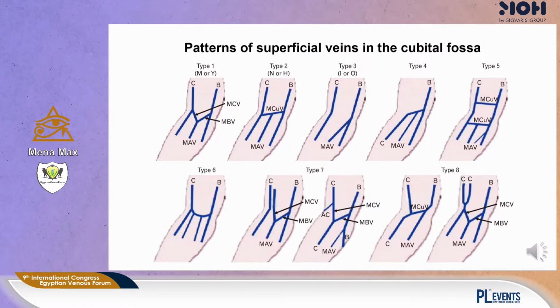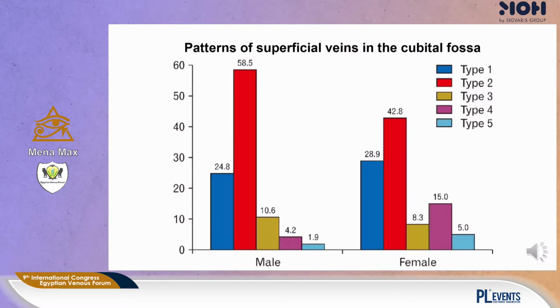We have many patterns of superficial veins in the cubital fossa, but type 1 and type 2 are the most common patterns, and in both, the antecubital vein supplies the cephalic and basilic veins. About 70 to 80% of males and females have type 1 and type 2 variations of superficial veins.